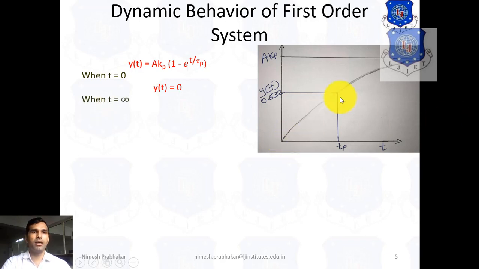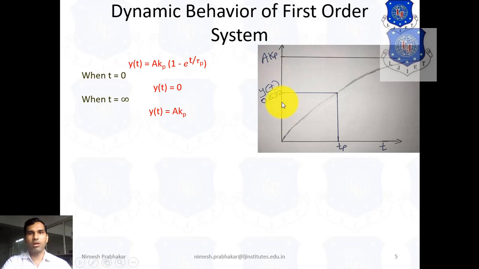That means this response starts from 0, the beginning value. Now we put t equals infinity in this equation. So we get y of t is equal to a kp. That means the maximum value of this response is a kp. So here we put the maximum value a kp. The response starts from 0 here, and the maximum value of the response is here.